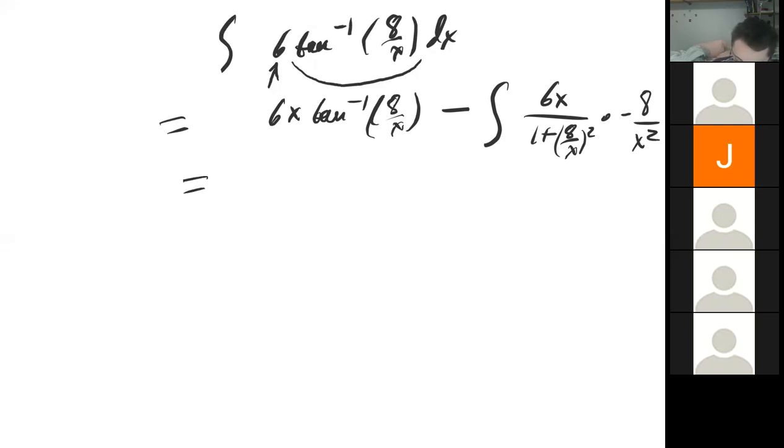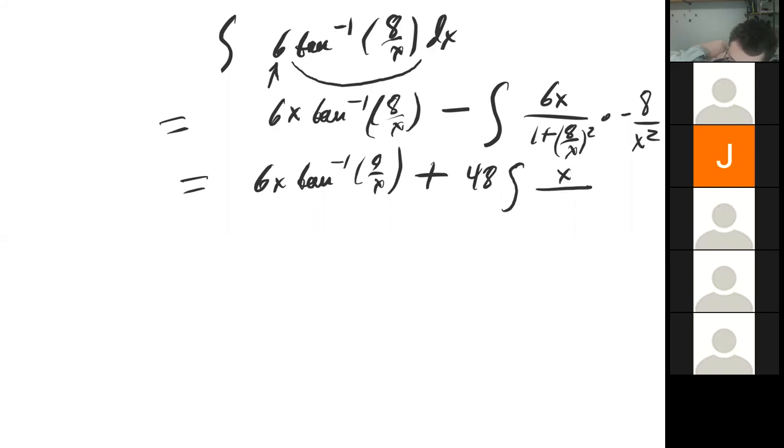Okay, so hopefully everyone's following. Your first term, you can just leave alone. The second term we still have to integrate, so let's pull out the 6 and the 8. You'll get a 48, and we'll pull out the minus sign too, so that gives us a plus 48, and we're trying to integrate x over 1 plus 8 over x squared. Then these x's cancel, and you get 1 over x. So we can ignore that x, right?